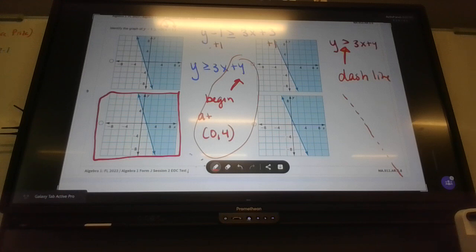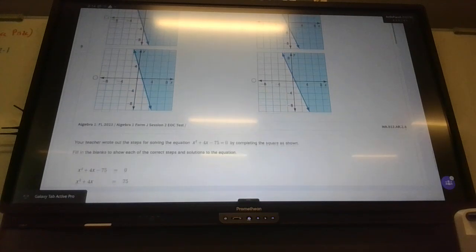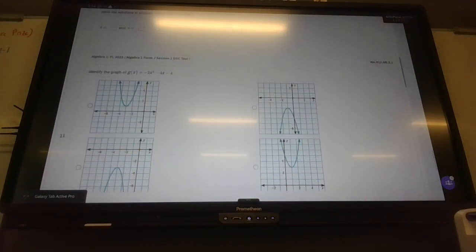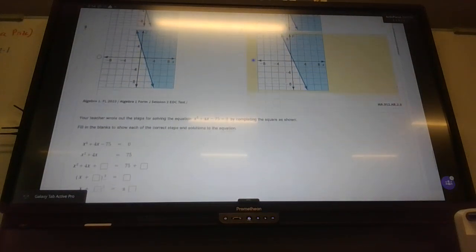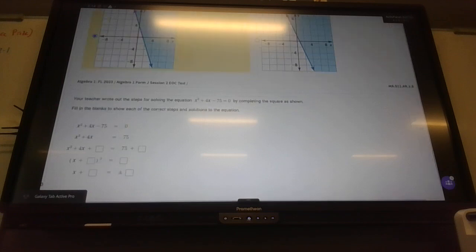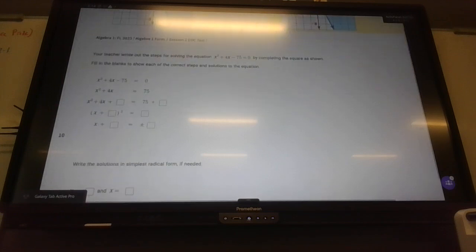Let's do number 10. Dash or solid line. Oh, good. This is a good one. Good and complicated. Oh, actually, this one.